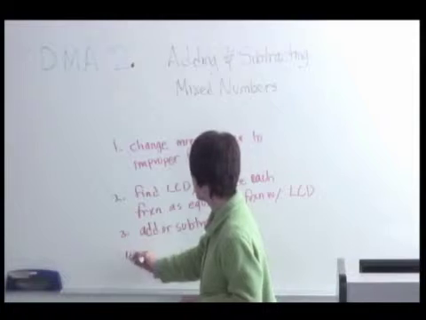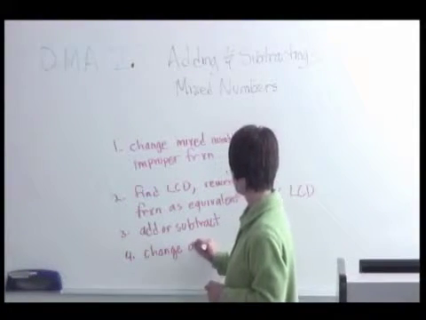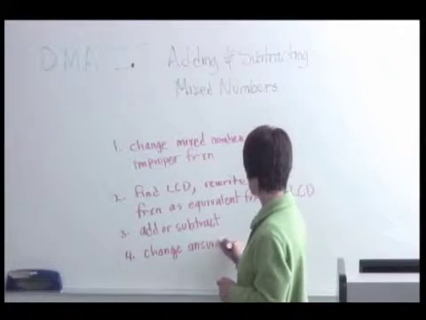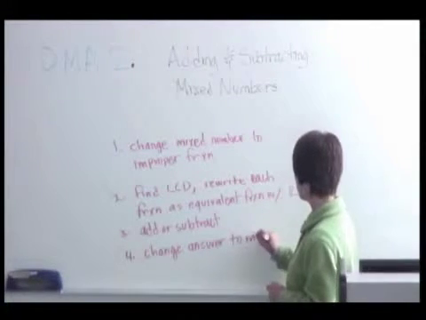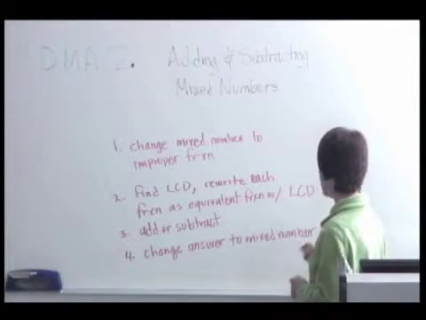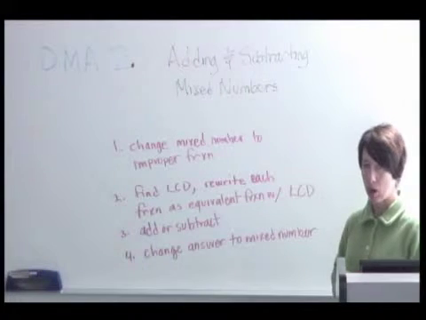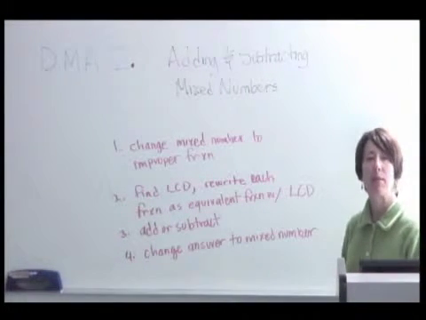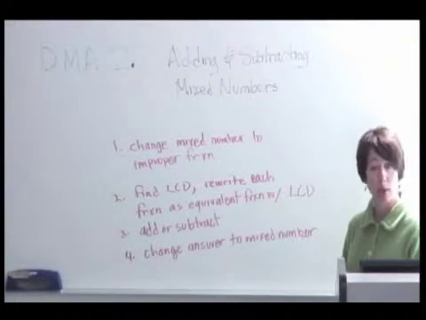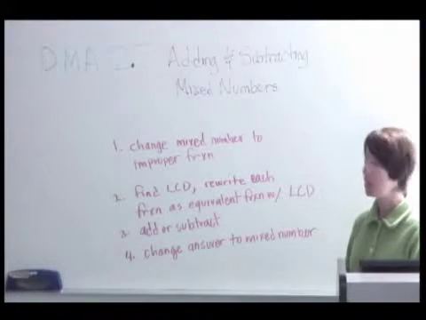And then the last step is to change the answer back to a mixed number. And as always, the fraction part of it has to be proper. And if it can be simplified further, then you would want to do that before entering it as an answer. So let's look at some examples.